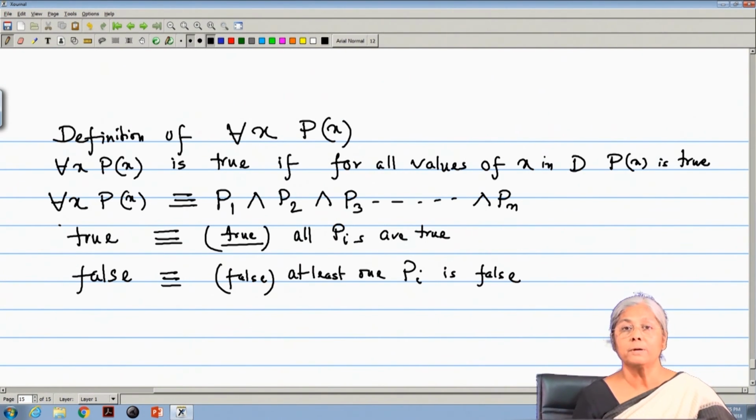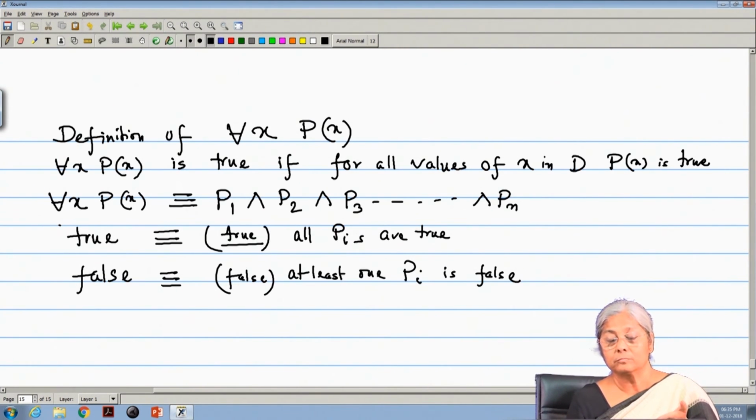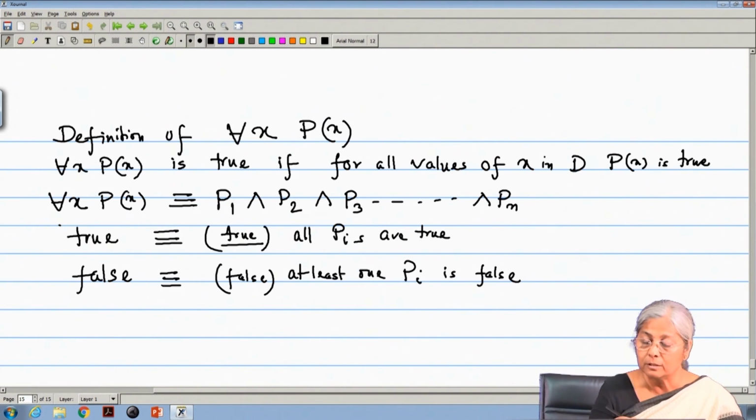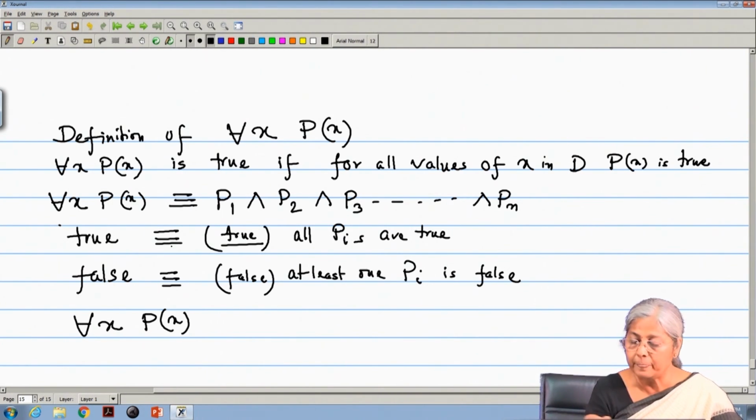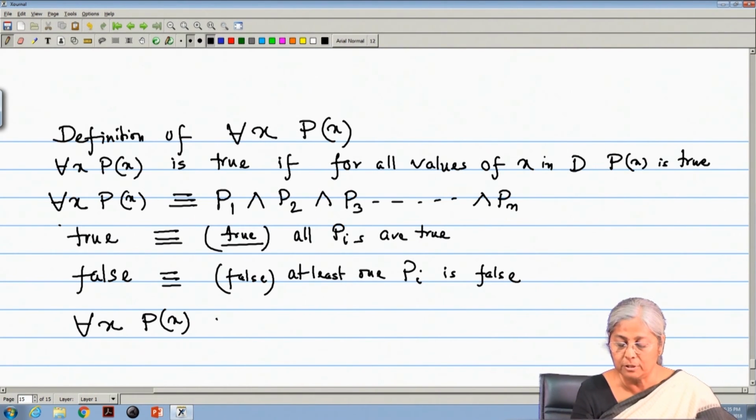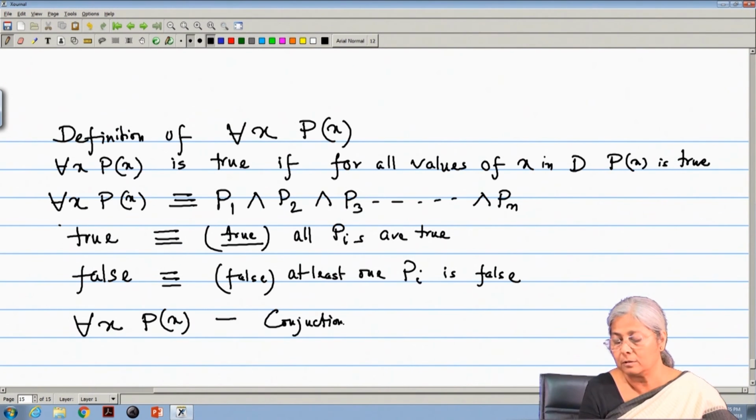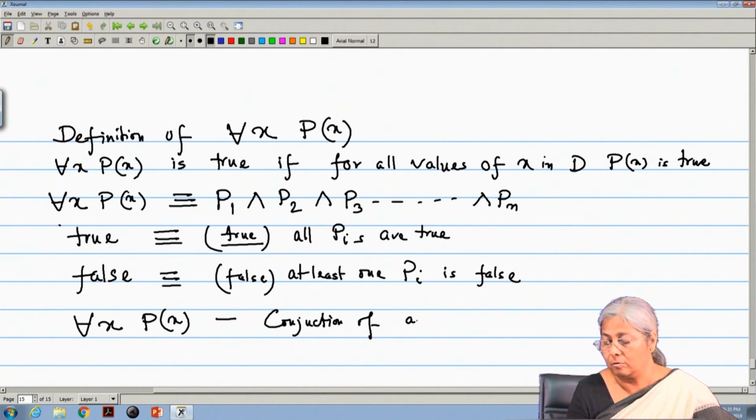So this is my generalized form of predicate logic. What we can conclude is that for all x, P(x) is nothing but the conjunction of all propositions.